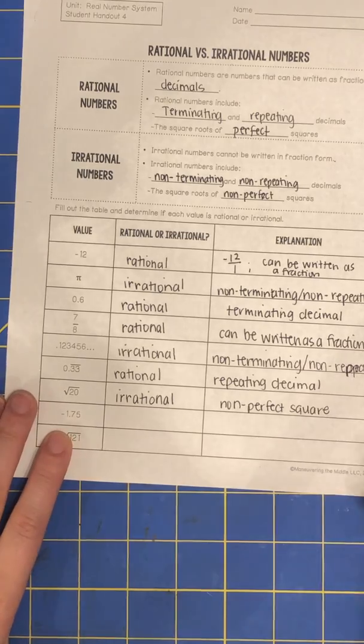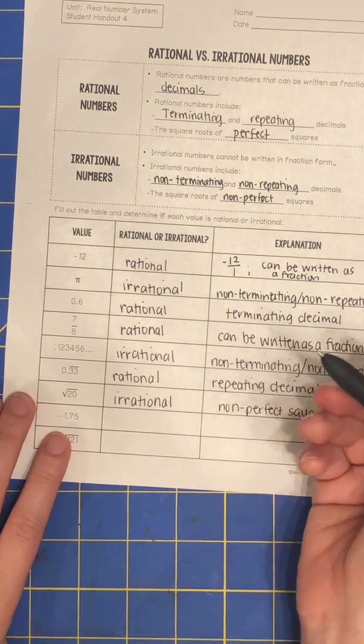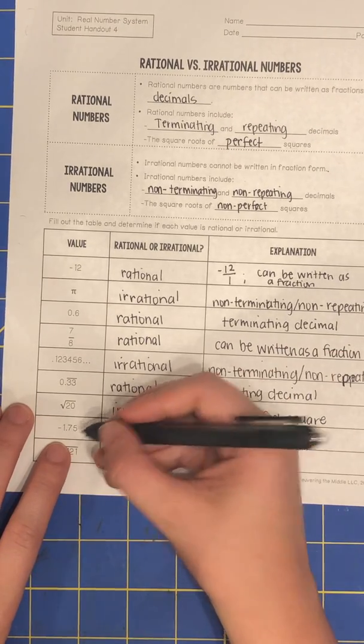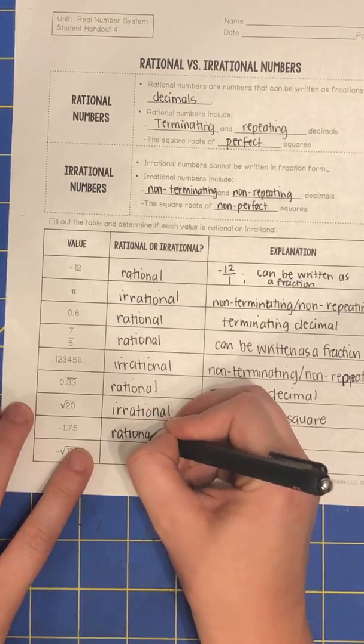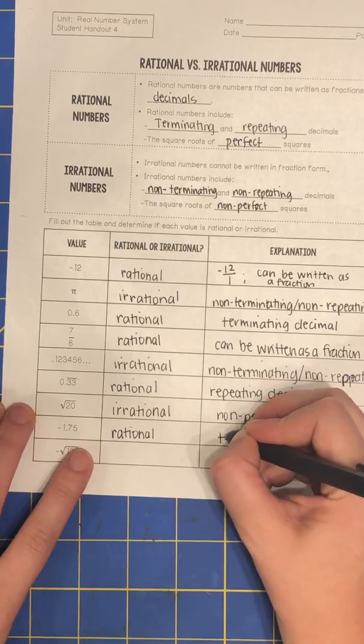Negative 1 and 75 hundredths. Even though it's a negative number, it still is a decimal, and it is terminating. It stops. So therefore this is a rational number because it is a terminating decimal.